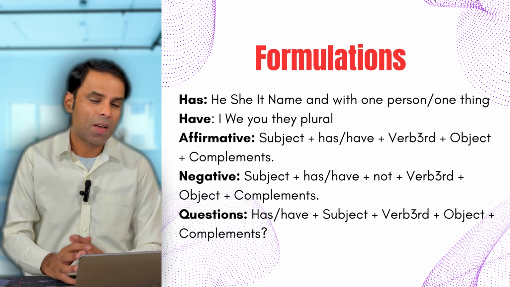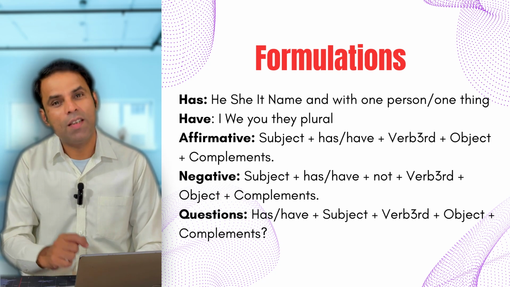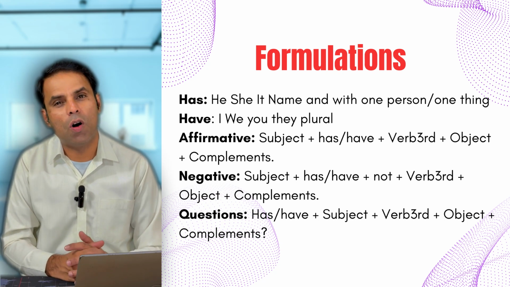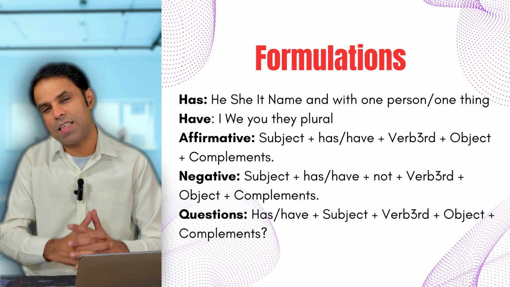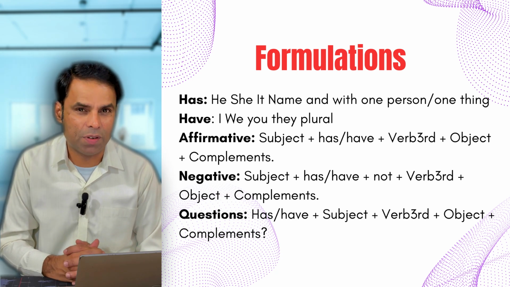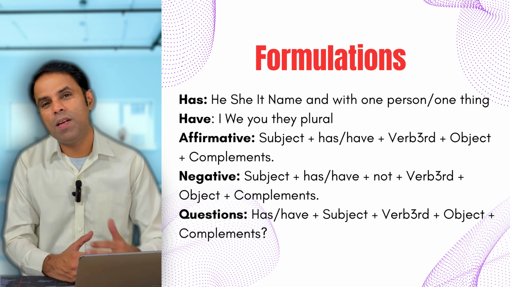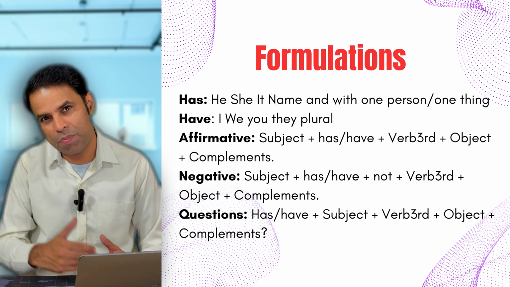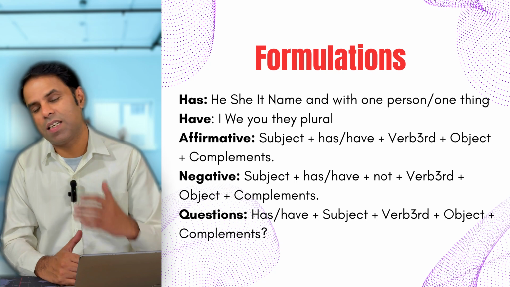For negative, subject, has or have, then not, then third form of the verb, object, and complements. For questions, we start the sentences with has or have plus subject plus third form of the verb, object, and complements. So, for example, she has done her job. She has not done her job. Has she done her job?